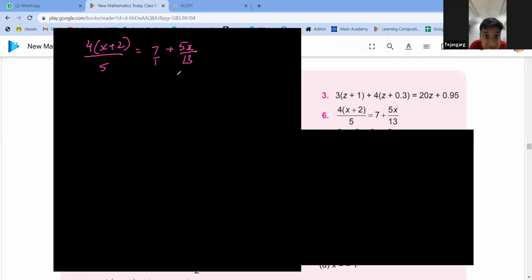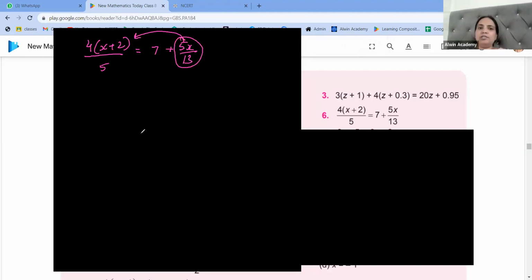This is 4 times x plus 2 by 5 equals 7 plus 5x by 13. And you write 1 here. This is one way of doing it. Another way of doing it is you leave this 7 like this and transpose this complete thing to the other side. That's also one way of doing it. So I am opting for the first one, 7 by 1. And now how to solve this?